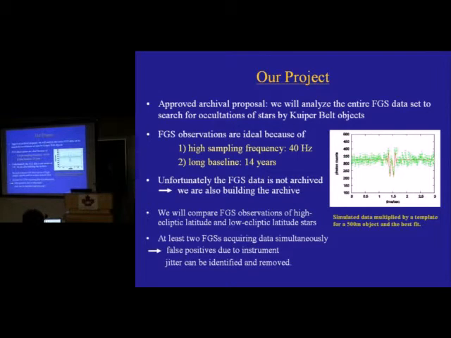Because this was never targeted just to look for occultations in the Kuiper belt, a large fraction of our observations will also be observations of high ecliptic latitude stars, and we'll be using those as a control sample because this will allow us to check for instrument effects and so on. If we find the majority of our occultations at high ecliptic latitude, that means there's probably something else we're seeing and not really occultations. And there are at least 2 fine guiding sensors acquiring data simultaneously, so we also have some means of checking against false positives because of instrument jitter or other things.